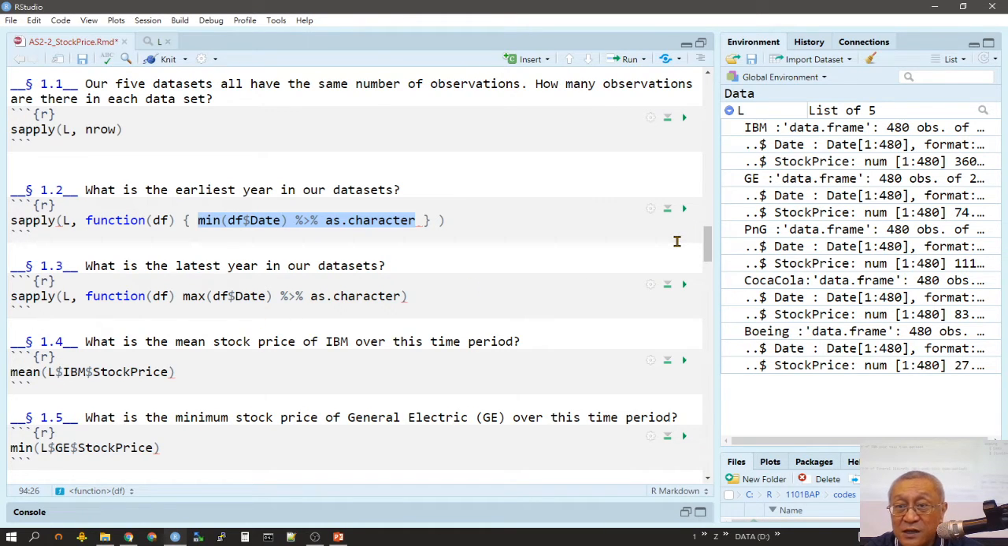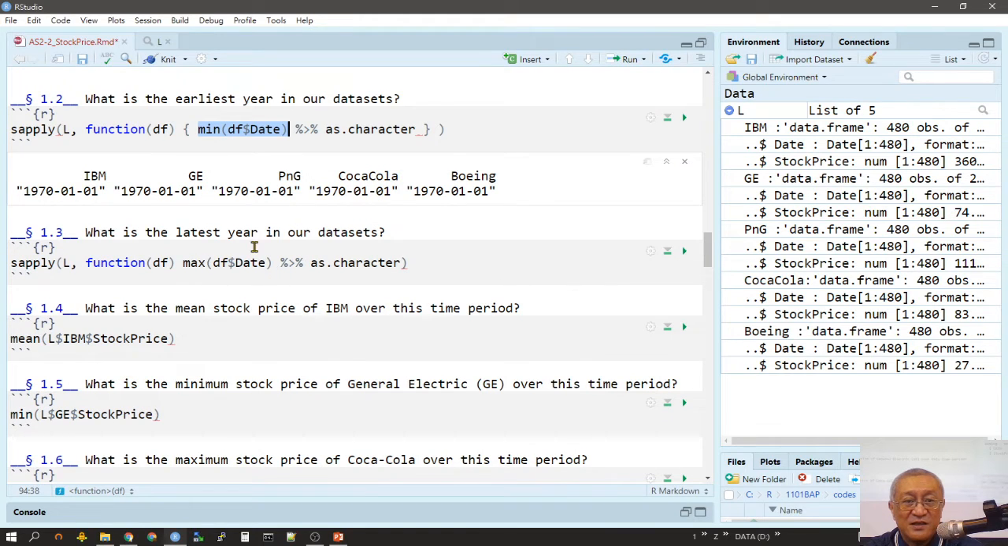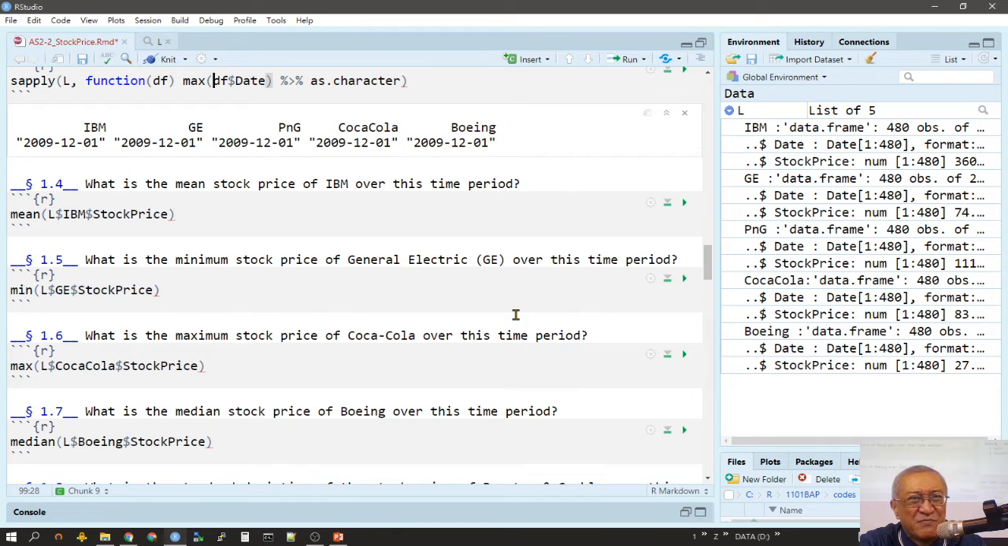So now for each of these data frames, we pick out the minimum date and transfer it into character. You can see that. That's the year in our data set. So we want to see basically the same thing, just use maximum. Of course you can do that 5 times, if you actually keep the 5 data frames in 5 different objects, you have to do the same thing 5 times. Now you don't need to do that.